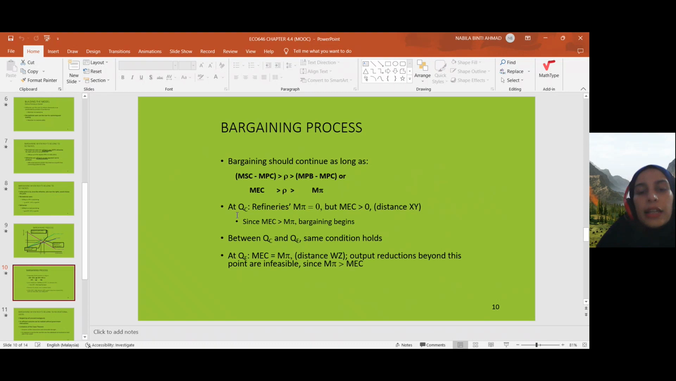At QC, the refineries' marginal profit equals 0, but marginal external cost is greater than 0, the distance XY. Since marginal external cost is greater than marginal profit, bargaining will begin. Between QC and QE, the same condition holds. At QE, marginal external cost equals marginal profit, the distance established just now. Output reductions beyond this point are infeasible since marginal profit is greater than marginal external cost, right?